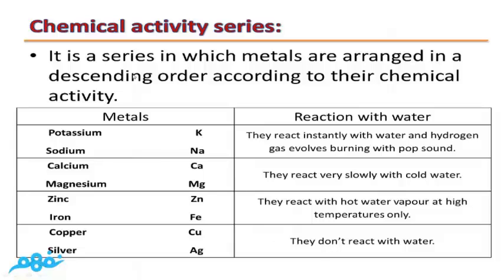As you can see, what's meant by chemical activity series? It is the series in which metals are arranged in descending order according to their chemical activity, from more active to less active, and finally to inactive.